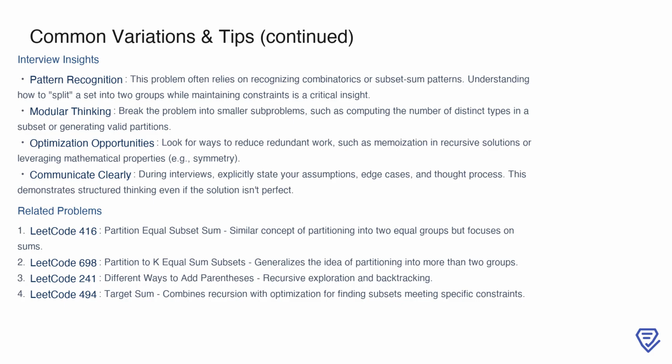For instance, the core challenge often involves combinatorics or subset sum patterns. A critical insight is figuring out how to split a set into two groups while maintaining specific constraints. Modular thinking is also extremely helpful. Breaking the problem into smaller subproblems, such as calculating distinct types in a subset or generating valid partitions, can make the overall task more manageable. Optimization is another important strategy. Techniques like memoization in recursive solutions or leveraging mathematical properties, such as symmetry, can help reduce redundant work.